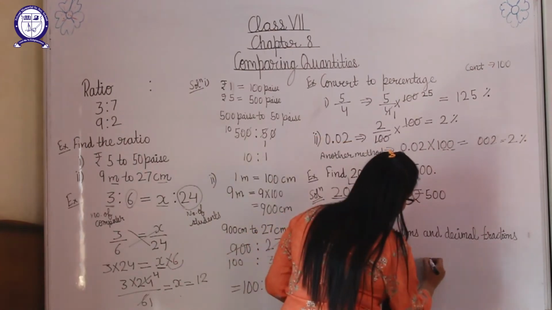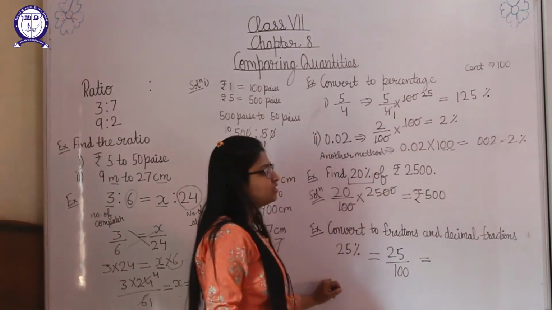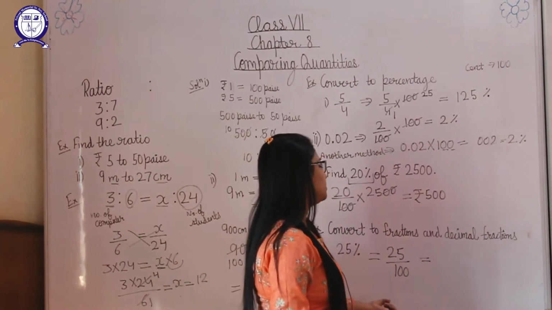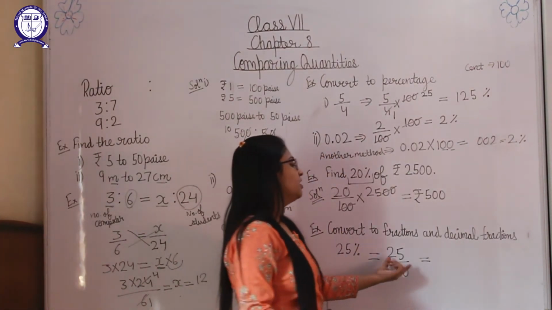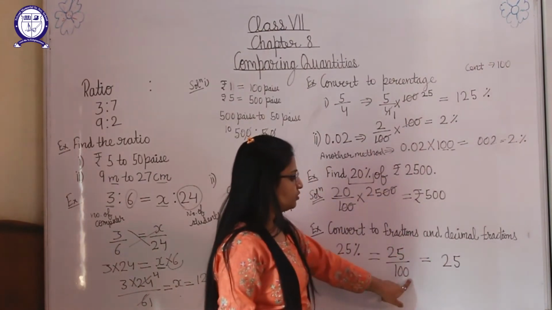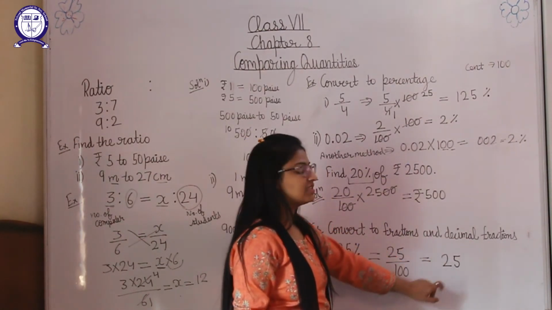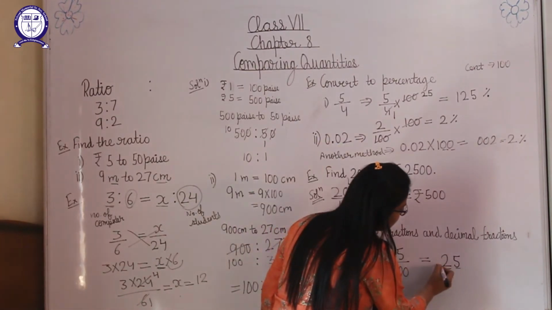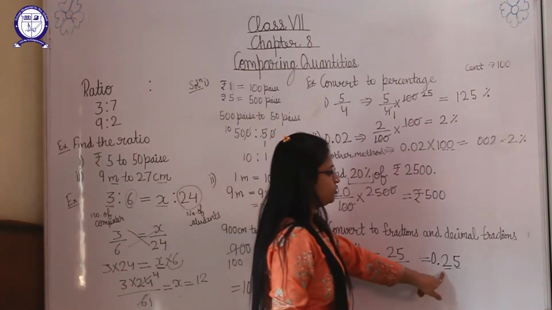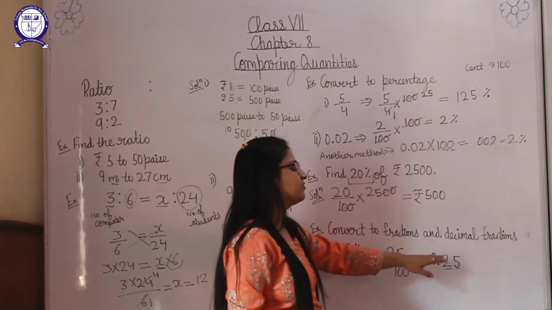So after finding the fraction, it is easy to convert it into the decimal fraction, as we need to change it into the decimal. So 25 is here. How many zeros are in 100? 2 zeros. So we need to put the decimal before 2 digits. 1 digit, 2 digits. So we will put the decimal here. We are getting 0.25. Okay, this is the decimal fraction.